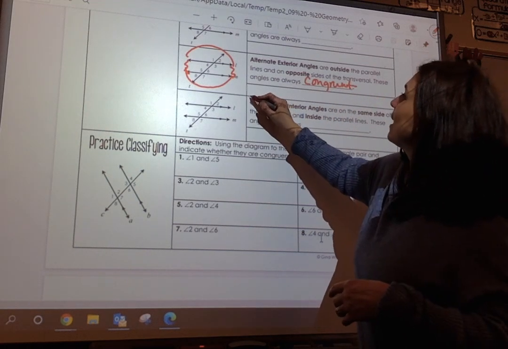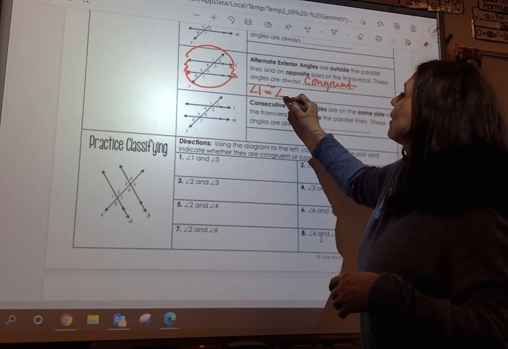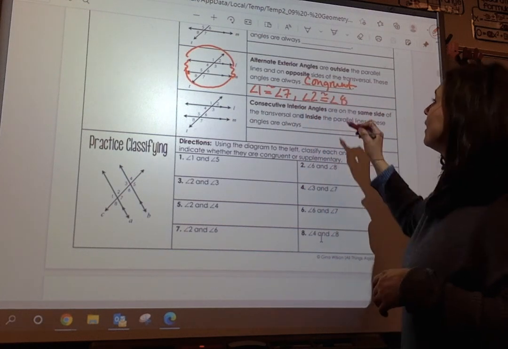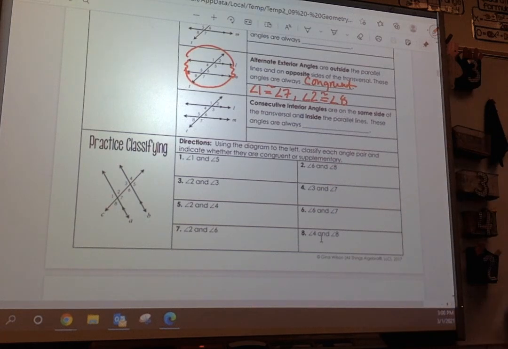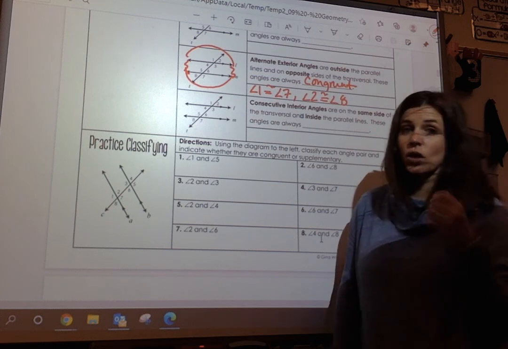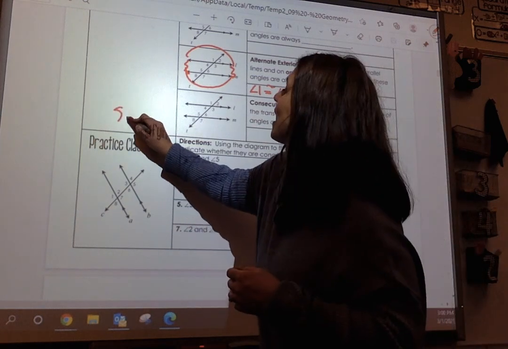Okay, so I can say that angle 1 is congruent to angle 7, and I can say that angle 2 is congruent to angle 8. That's congruency. All right. Consecutive interior angles also are sometimes called same-side interior.